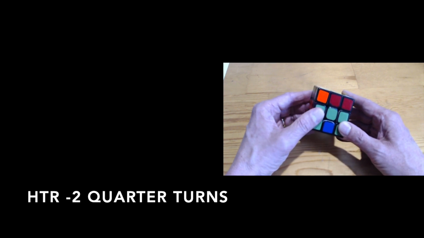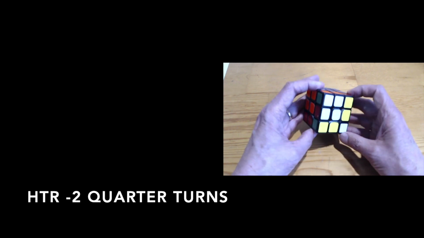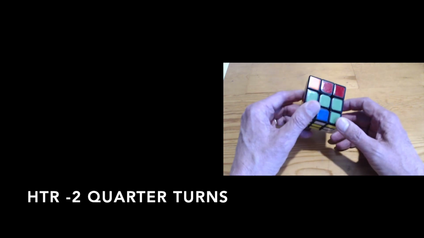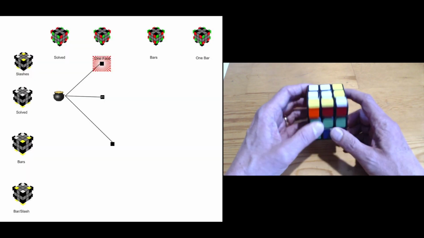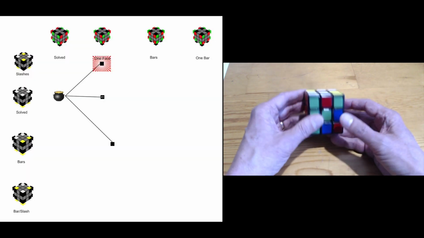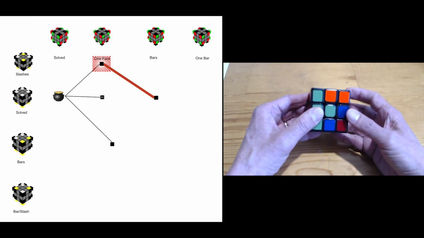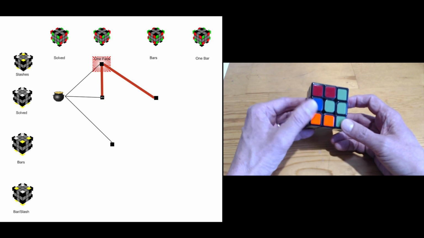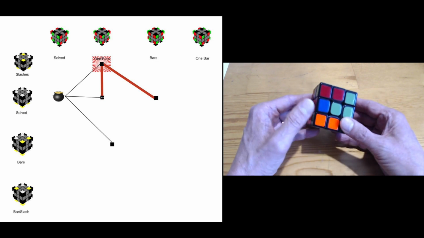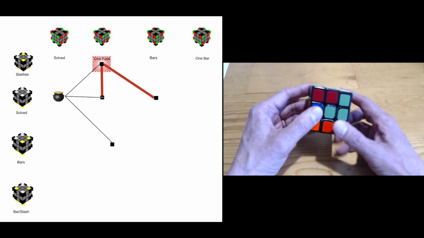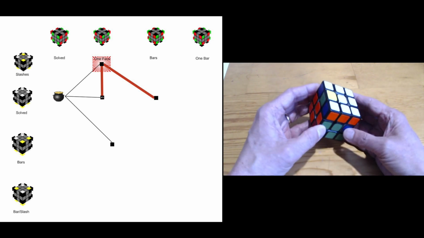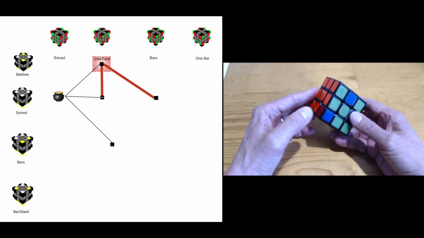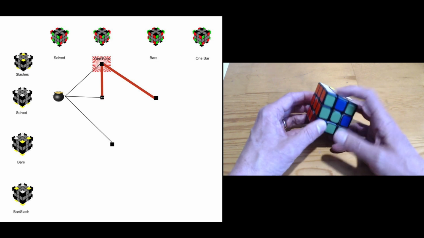Continuing on, we're going to find all the HTR minus 2 quarter turn states by starting from all of the HTR minus 1 quarter turn states and looking for all the possibilities. So starting from this configuration, there are 2 possibilities. This is the first one, and this is the second one. Now, the second one I've already seen from the 1 quarter turn configuration. I can actually bring it to what looks like solved. But my parity is now odd because I took 3 quarter turns to get back to this state.